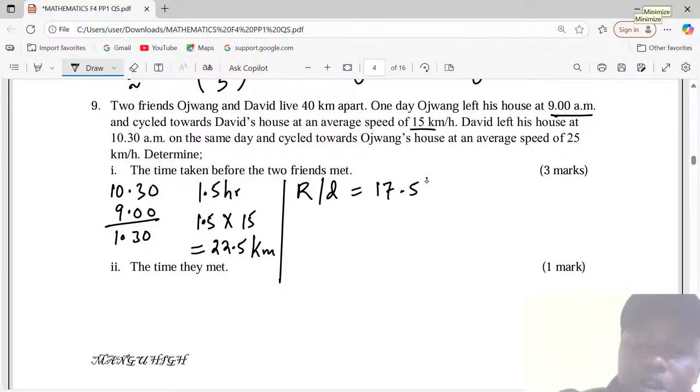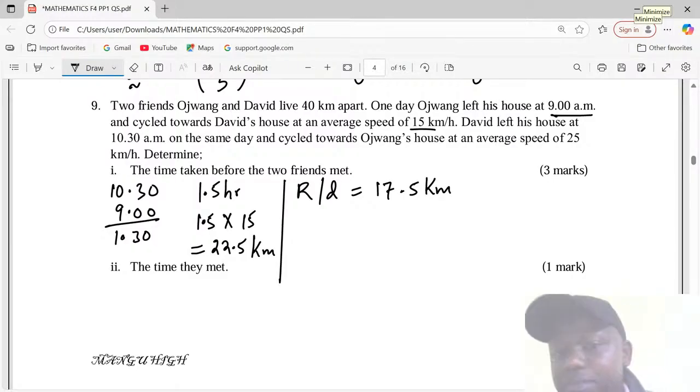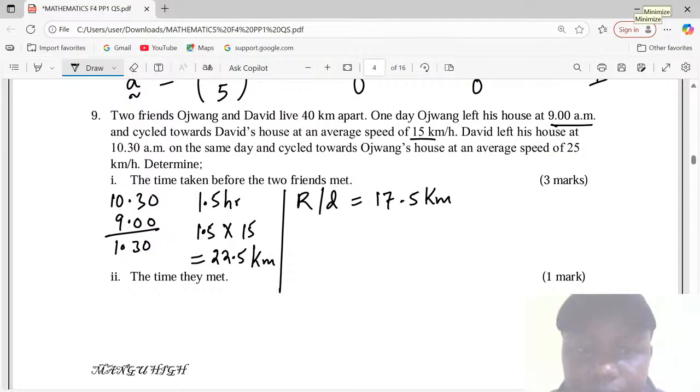17.5 kilometers. That is the relative distance. At 10:30, the distance existing between them is 17.5. Now we say this. David is going to travel at 25 kilometers per hour. Ojwang is already traveling at 15. Therefore, we ask ourselves, what is the relative speed for these two guys?